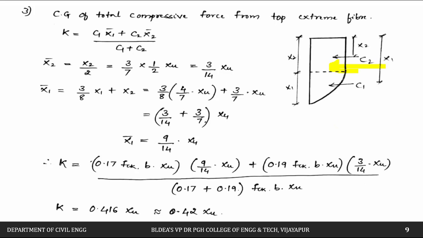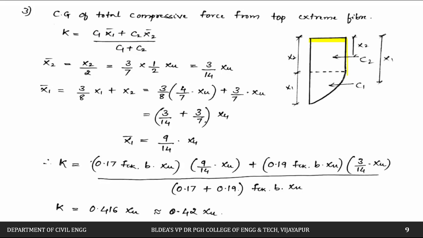I have combined this and calculated one force, that is C. At what distance it is acting has to be calculated. So we will try to calculate the centroid of that. So how do we calculate? A1 x1 plus A2 x2 divided by A1 plus A2, right?